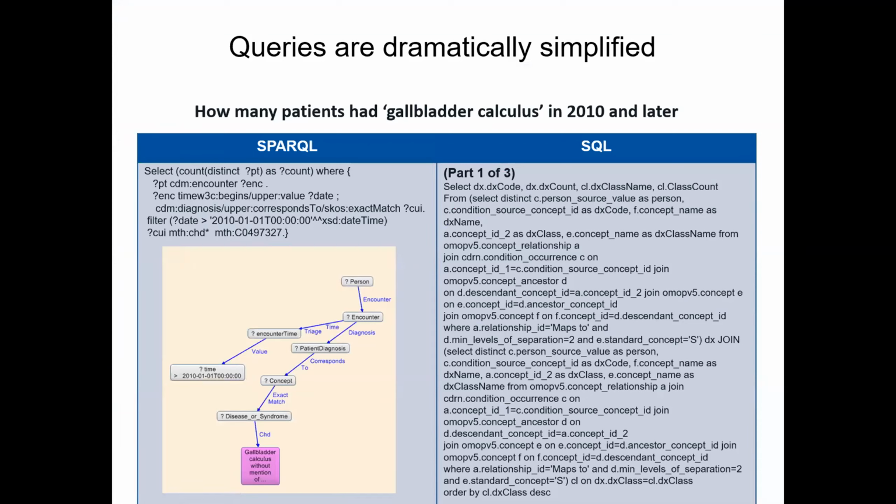Anyway, once you have that data, because the shape is so simple, your queries become incredibly simple. For example, if you want to do a query that says how many patients have gallbladder calculus in 2010 or later, this would be part 1 of 3 of a SQL query that you probably can't write in less than a few hours. Whereas in a semantic graph database, you can just draw this query. You can say, is there a person who had an encounter with a diagnosis that corresponds to a concept that exactly matches gallbladder calculus, and it happened after 2010. And I just push the button, I get my SPARQL, and I get my answer back.